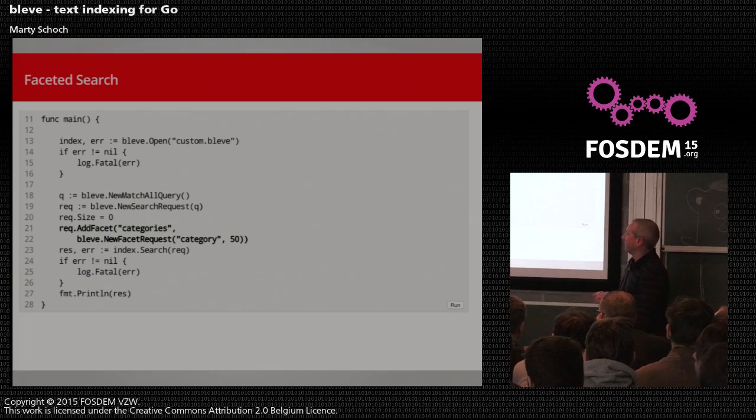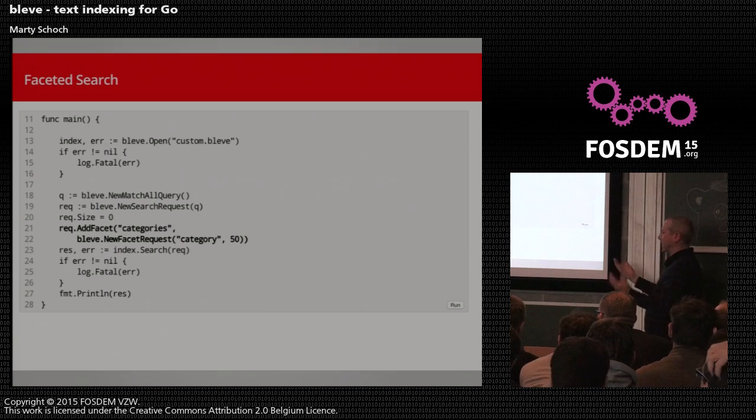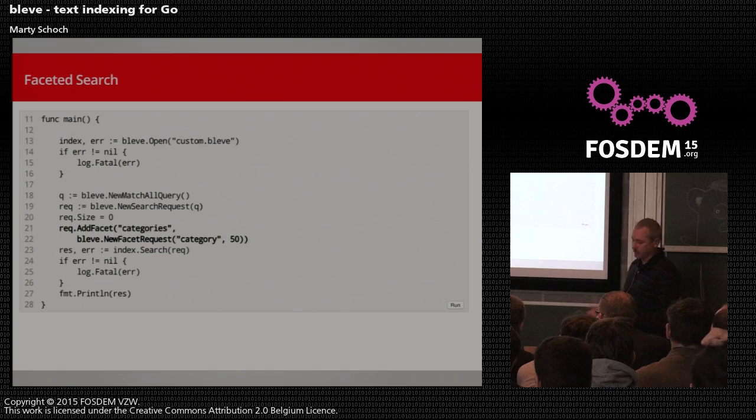The search itself, you notice I'm on line 20 setting the size to 0. That's basically saying I'm going to run a search that matches everything, which is that new match all query. But I'm not actually interested in the search results themselves because it's every document in an arbitrary order. So don't give me any results back, just give me the facet results.